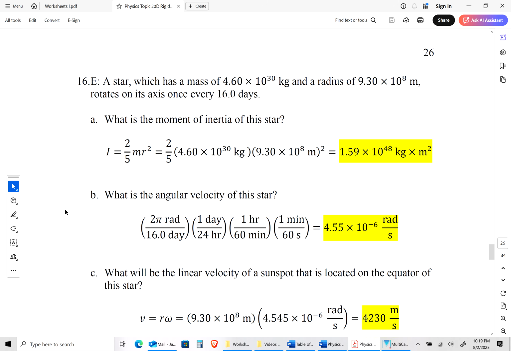Question 16. A star which has a mass of 4.6 times 10 to the 30 kilograms and a radius of 9.3 times 10 to the 8 meters rotates on its axis once every 16 days. Part A. What is the moment of inertia of the star? So for a sphere, I is equal to 2/5 m r squared.